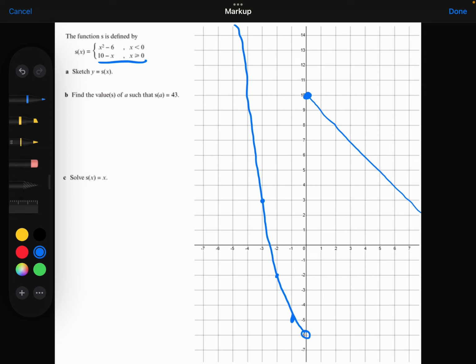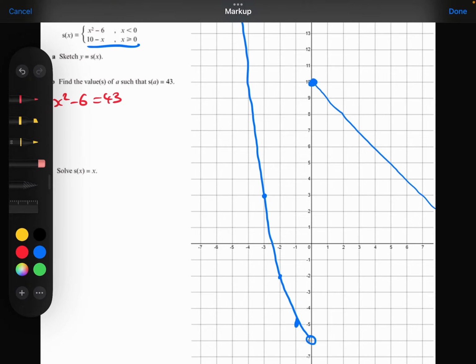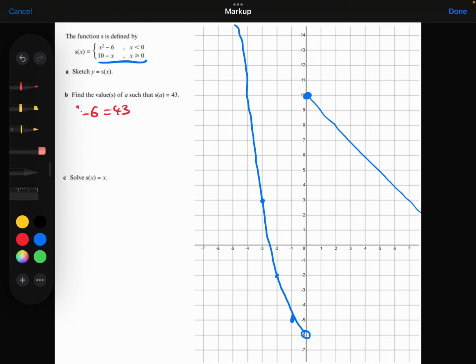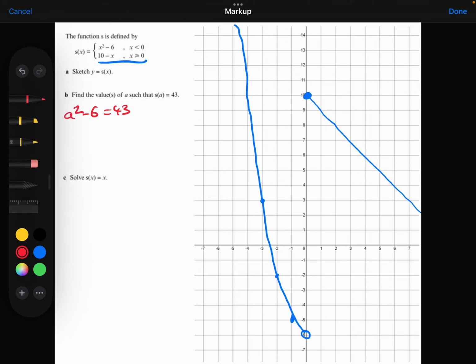Part B. Find the values of a such that s of a is equal to 43. So when could this function equal 43? Well, let's check. Let's do the quadratic first. So x squared minus 6 is equal to 43. Let's see if that works. Except it should be a here rather than x. Let me change that. Add the 6 to both sides and square root, and I find that a is either 7 or minus 7.